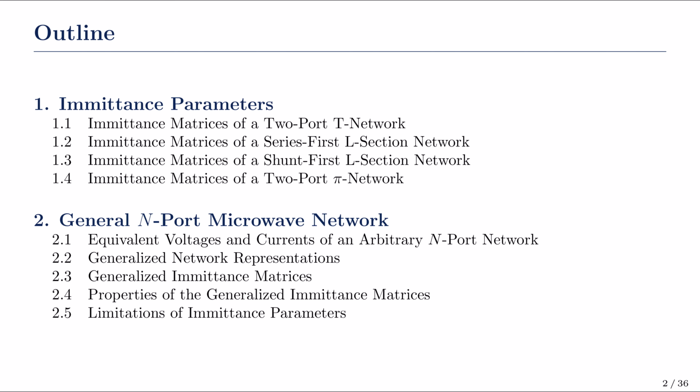For each topology, we derive both the impedance and admittance matrices and discuss their physical interpretation. Part 2. The second part extends these concepts to arbitrary n-port microwave networks. We introduce generalized voltage and current variables, establish the generalized immittance matrices, examine their important properties, and conclude by discussing the practical limitations of immittance parameters at microwave frequencies. Having established the roadmap of the lecture, we can now begin with the first network topology, the two-port T network.